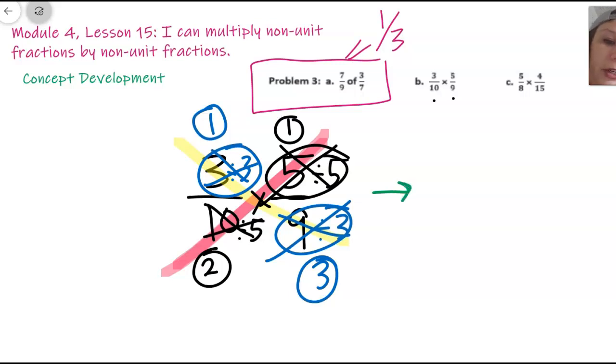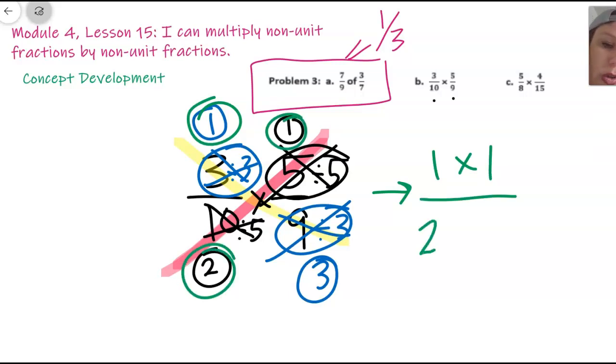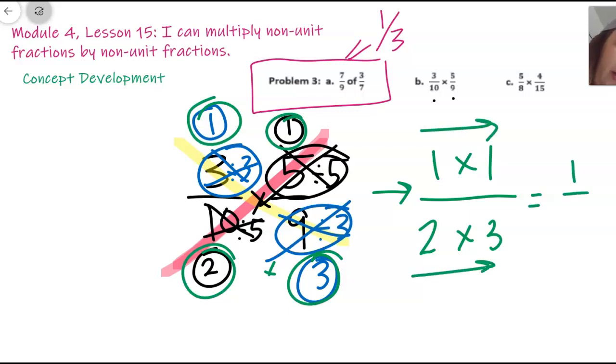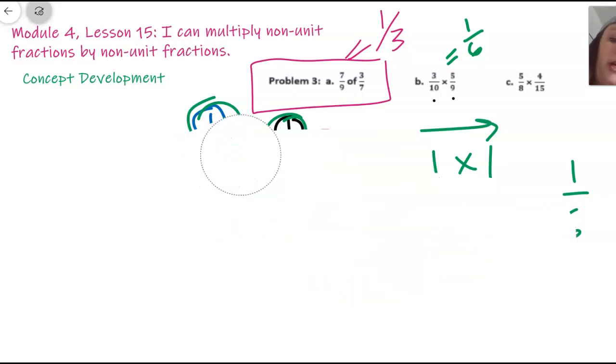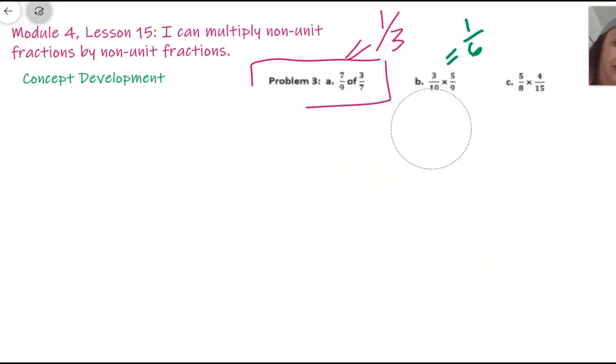So to clean that up for you, what this is saying is 1 times 1 over 2 times 3. And then when we multiply across, that's 1/6. So our answer up here, we can write down as 1/6. And that saved us a lot of time for drawing all those squares and figuring out 3/10 of 5/9.